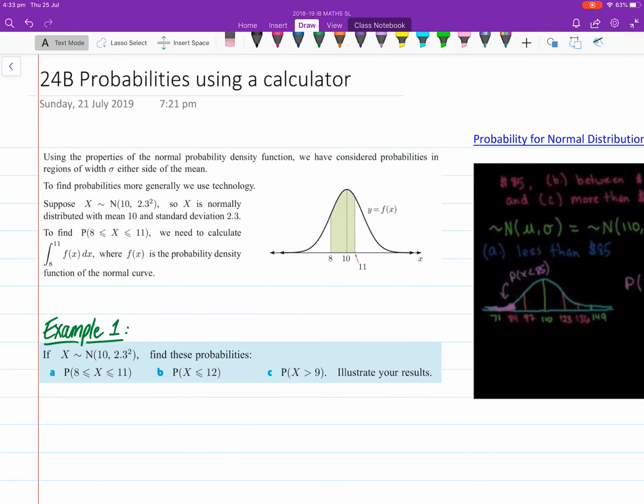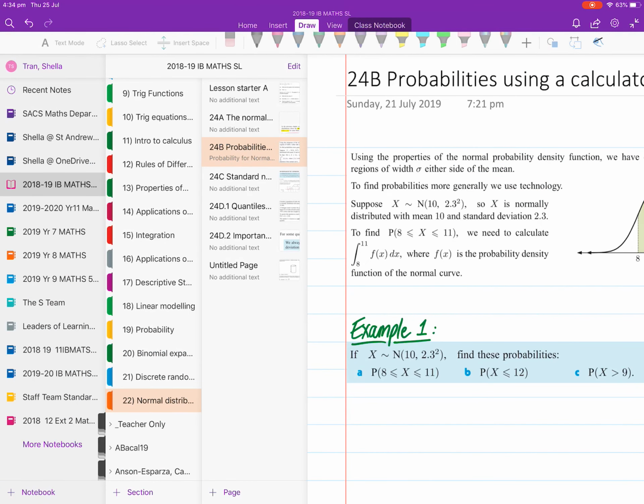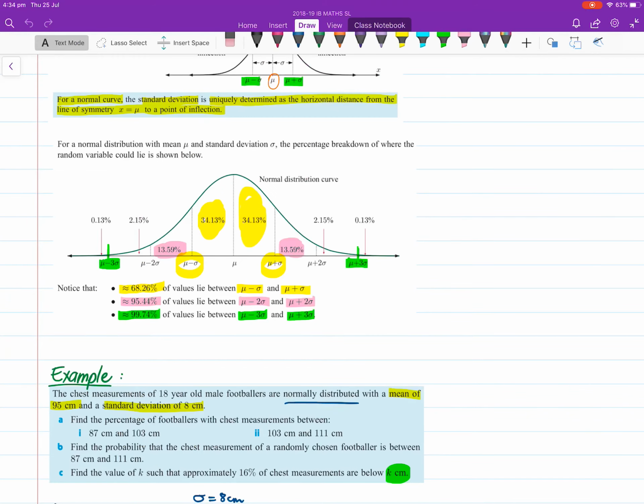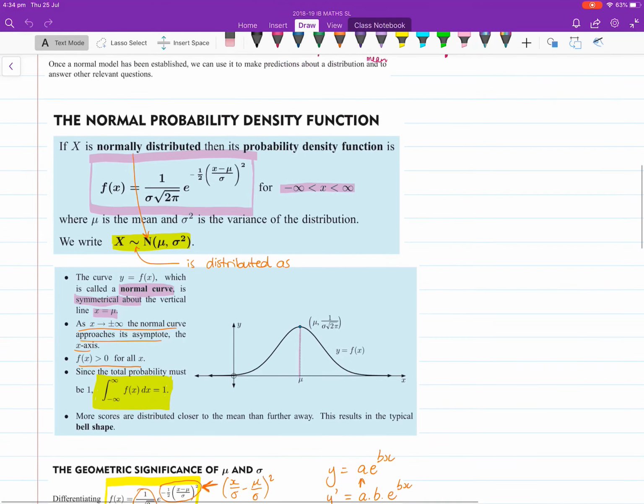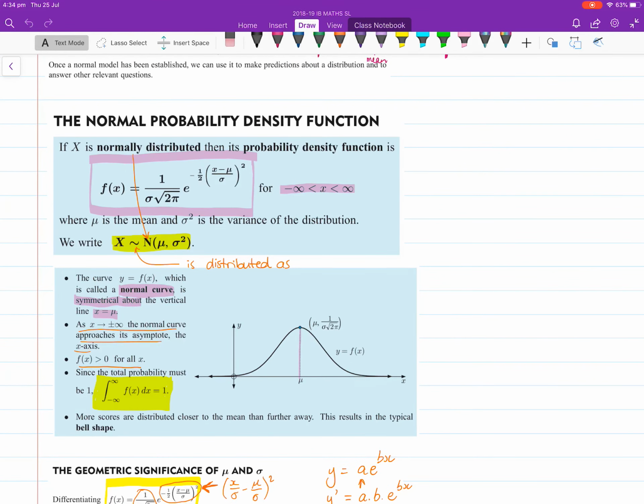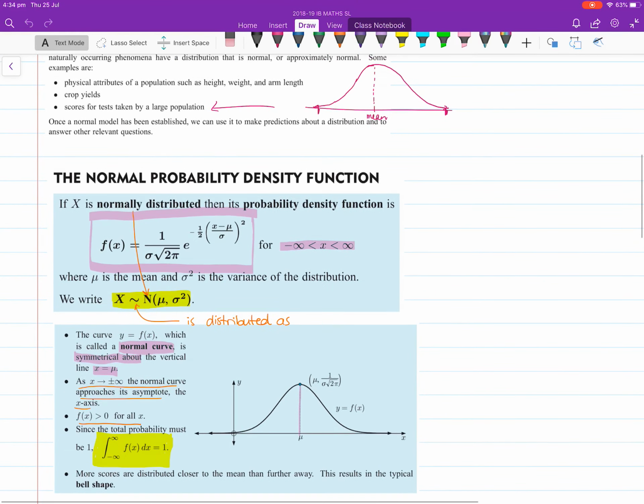Hey Year 12, so here we are doing 24B, which is using the graphics calculator to work out the probability of a normal distribution function or probability density function. So back in 24A, we looked at this normal distribution and the curve. We looked at the function itself as well, and we also learned this notation here.